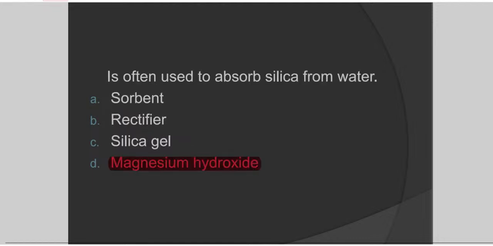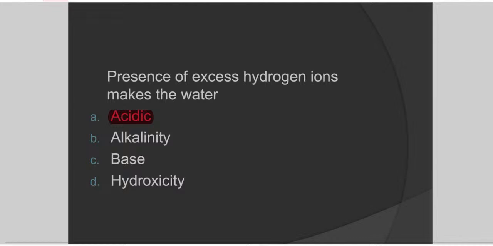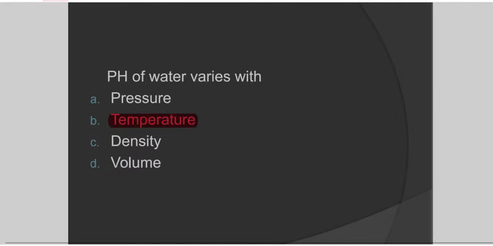Vaporization is often used to absorb silica from water. A. Sorbent. B. Rectifier. C. Silica gel. D. Magnesium hydroxide. The presence of excess hydrogen ions makes the water acidic. Alkalinity. Basic. Hydroxicity. The pH of water varies with A. the pressure, B. temperature, C. density, D. volume.